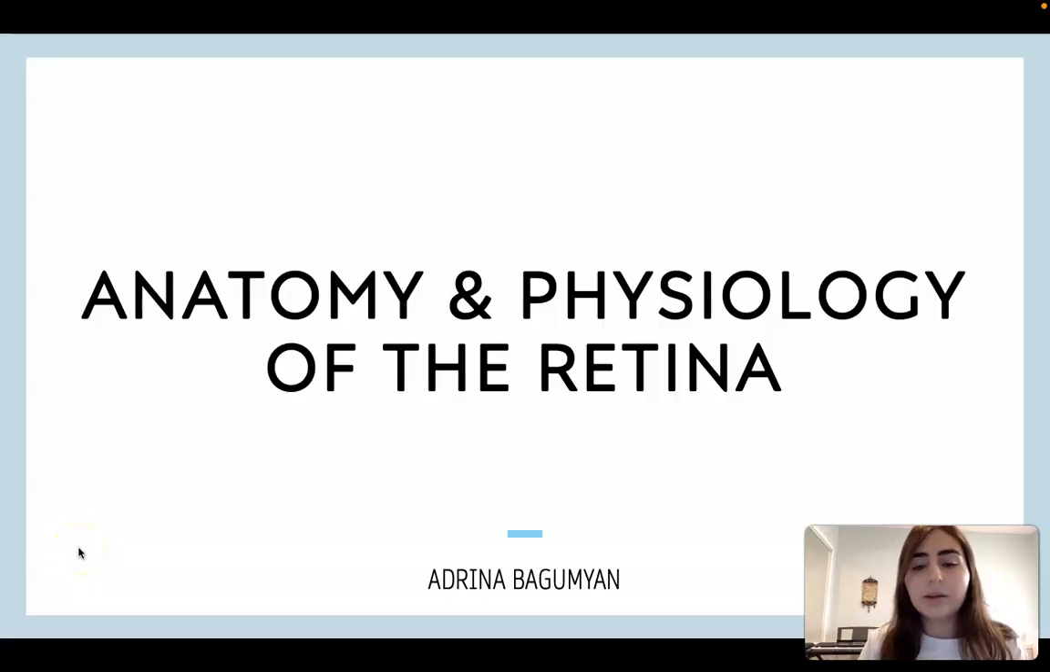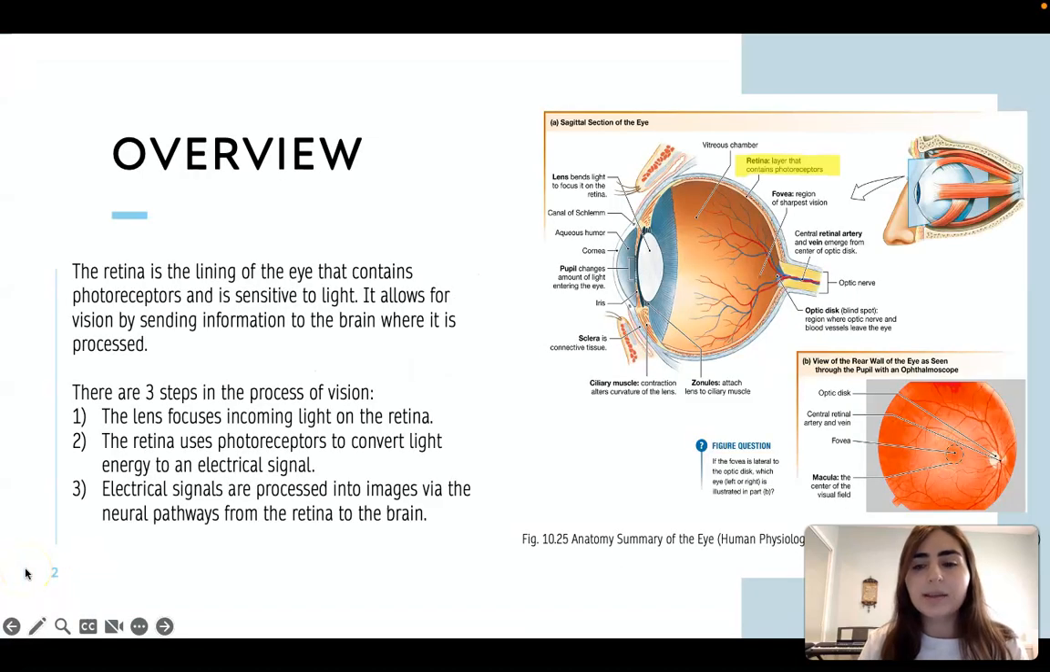Let's begin by going over the general anatomy of the retina. The retina is the lining of the eye that contains photoreceptors that are sensitive to light. It allows for vision by sending information to the brain to be processed. There are 3 steps in this process of vision.